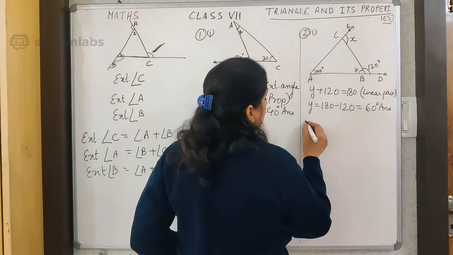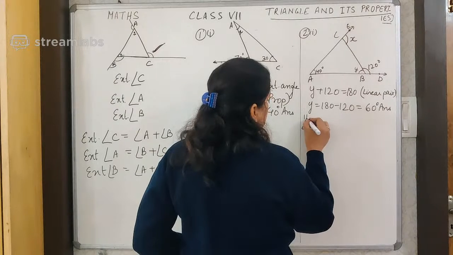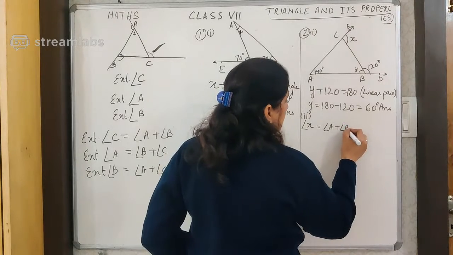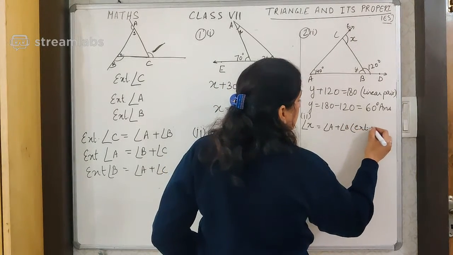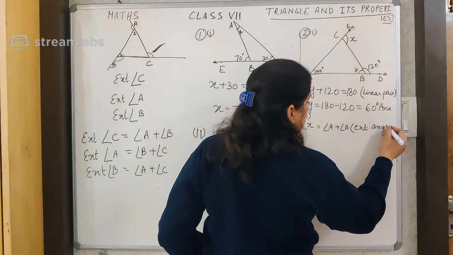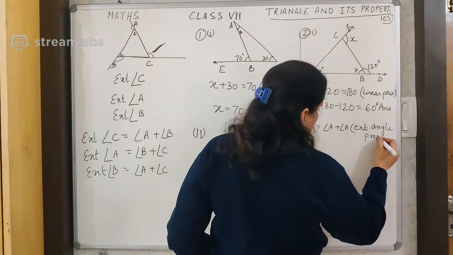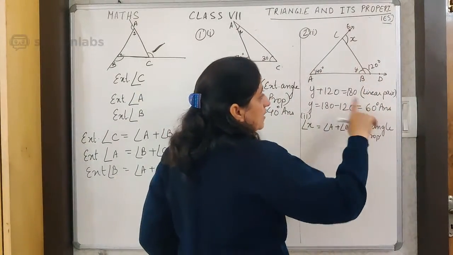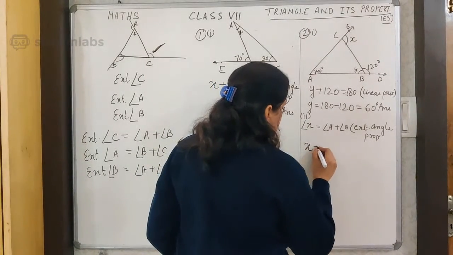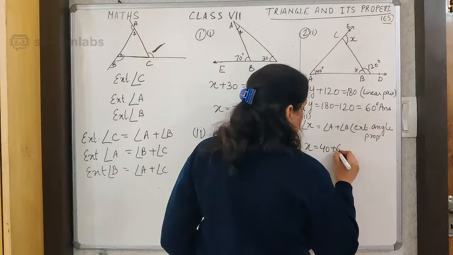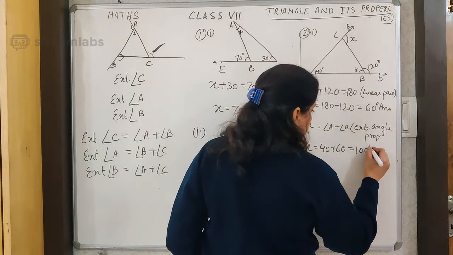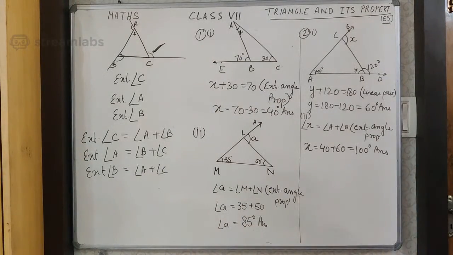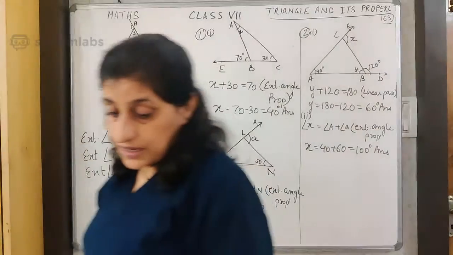I can say over here angle X, this is the second part, angle X is equal to angle A plus angle B, exterior angle property. This is the exterior angle. It will be equal to the sum of the opposite two interior angles. Y we have already found to be 60. So X will be equal to 40 plus 60 is equal to 100 degrees. Can you see here, children? This is a really easy question.